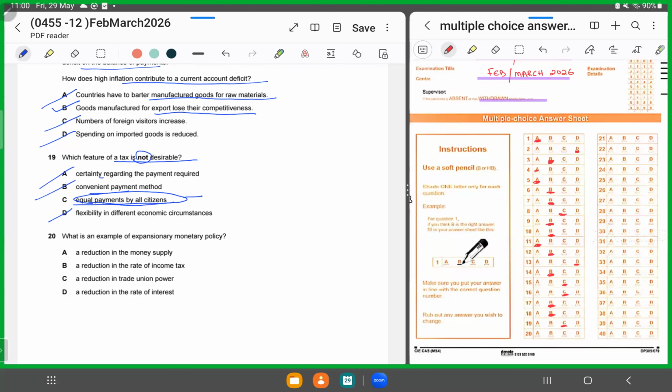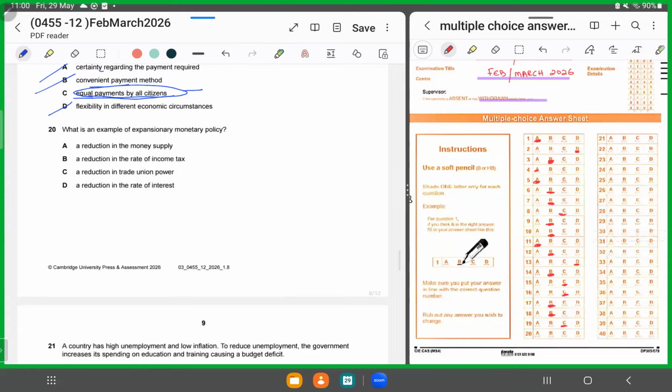Moving forward, MCQ number 20. What is an example of expansionary monetary policy? Monetary policy is what? Money supply and interest rate. So when you're talking about expansionary monetary policy, it means an increase in money supply and a decrease in interest rate. Keeping that in mind, let's look at the options. A reduction in money supply is a contractionary monetary policy. So it cannot be A. A reduction in income tax, we are talking about fiscal policy.